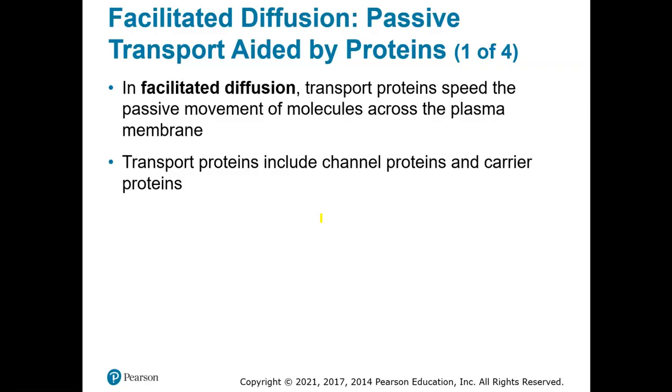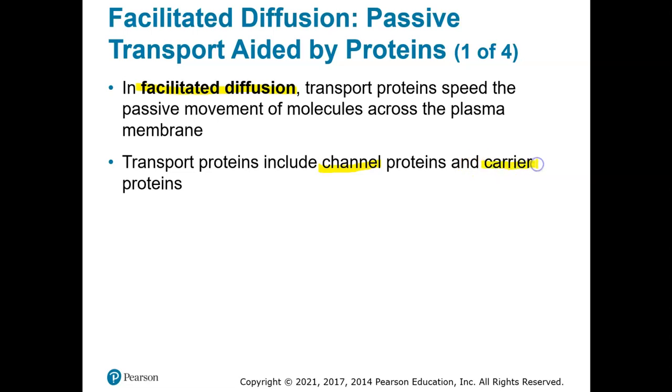Now we're going to talk about facilitated diffusion. And that just means it's still diffusion. It's still passive transport. Molecules are moving from their high concentration to their low concentration. But a carrier or a channel protein is used. Okay, so facilitated diffusion uses a channel or a carrier protein.